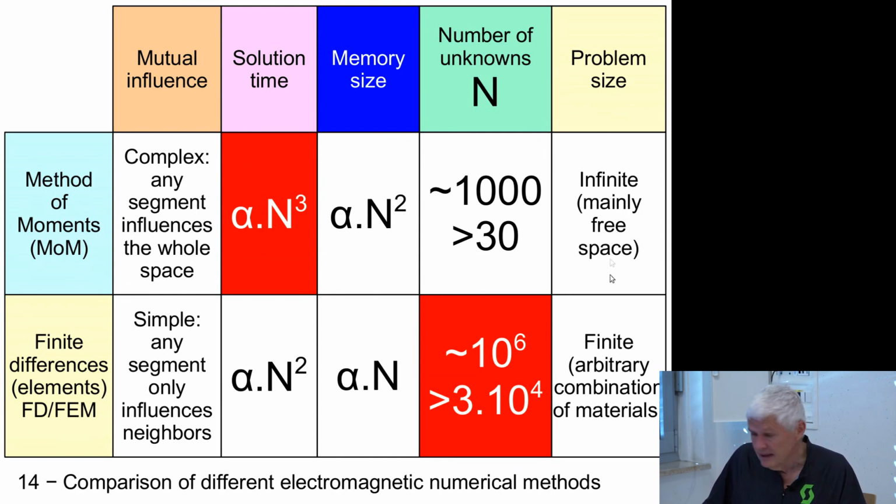the method of moments can cope with problems of infinite size, like antennas, because the field of an antenna extends up to infinity, while the finite differences only work over finite domains, say inside a resonator, inside a waveguide, inside a water pipe, if we are talking about hydrodynamics. So these are the comparisons of both, and we can get free software with the method of moments.